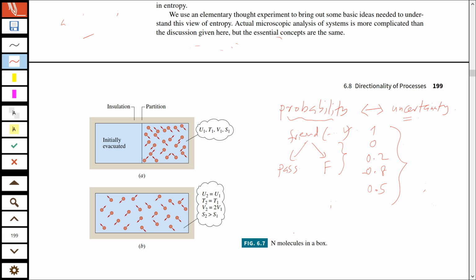हम्म, 0.2. 0.2 में सबसे ज्यादा अनसर्टेनिटी है. अच्छा, लेट मी पुट इट दिस वे. The uncertainty associated with 0.2 and 0.8, is there any difference between these two answers as far as uncertainty is concerned? No, not really. नहीं है ना.